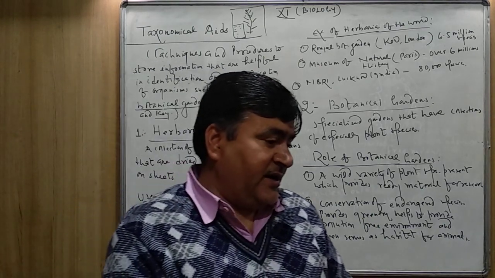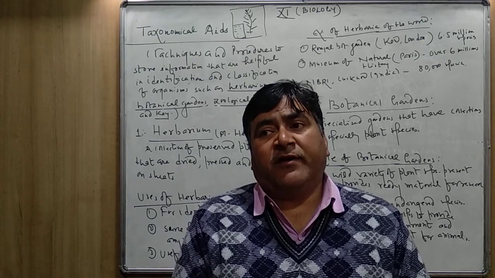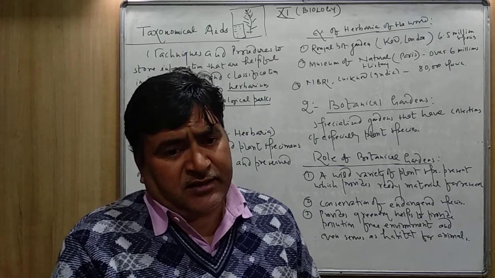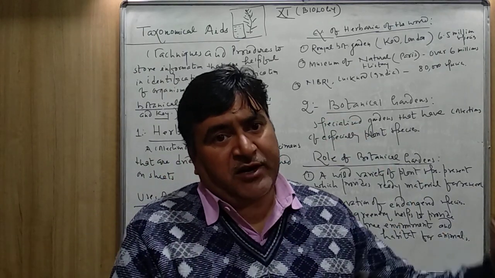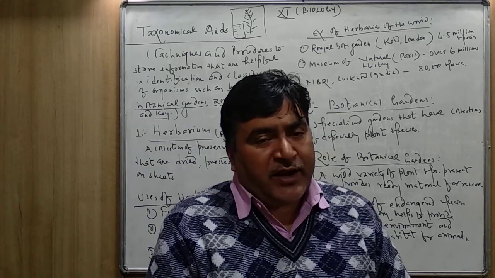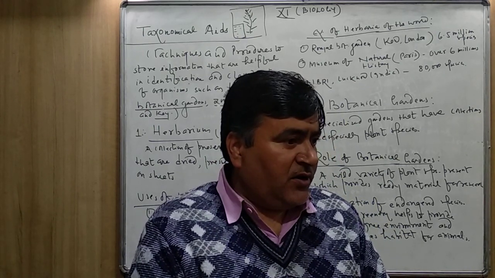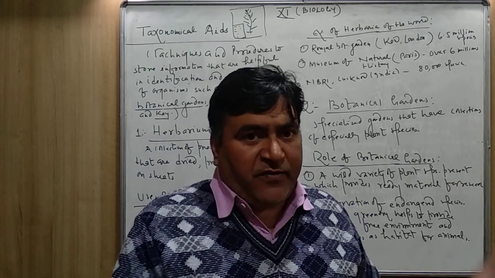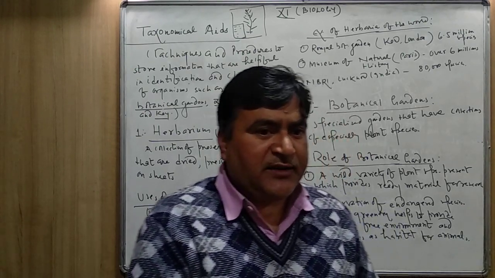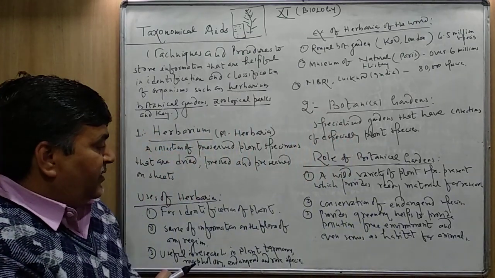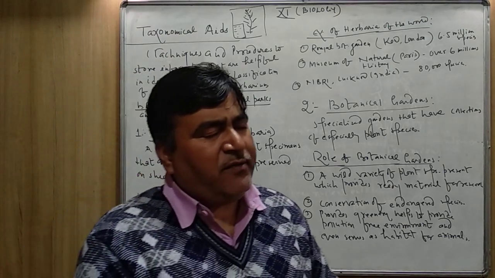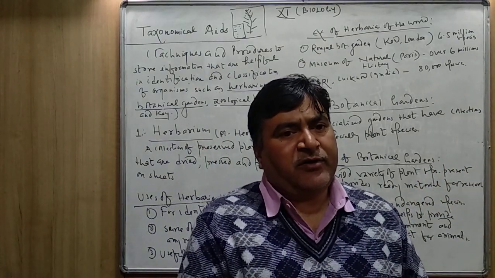Suppose you have collected a plant from an area which is endemic, meaning the plant is confined to a particular region. So you can get to know whether the plants are widely distributed or confined to a particular region. If they are confined to a particular region, we can know whether it is an endangered or rare species. So it brings detailed information about that plant.